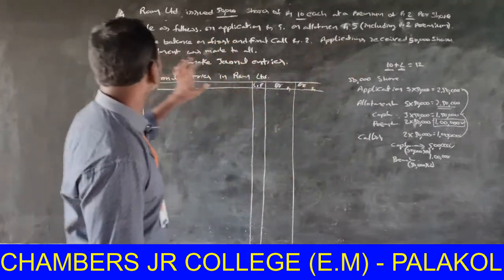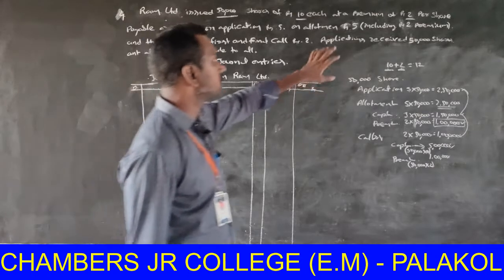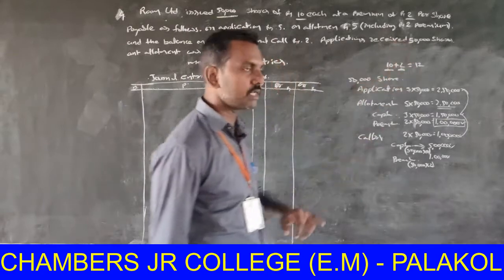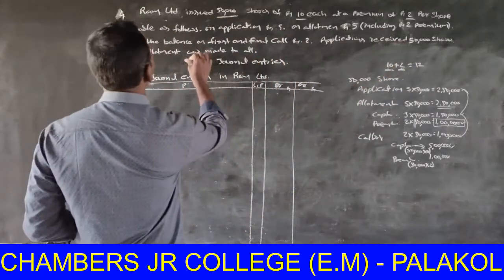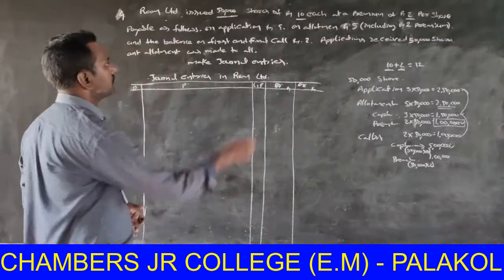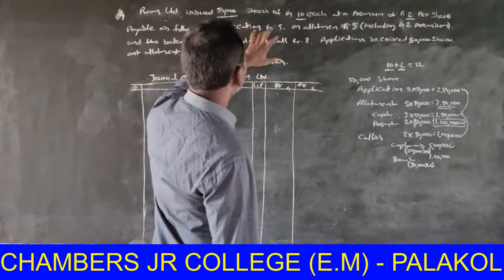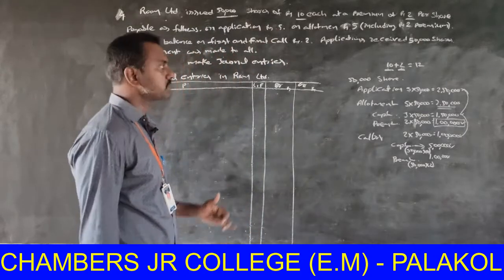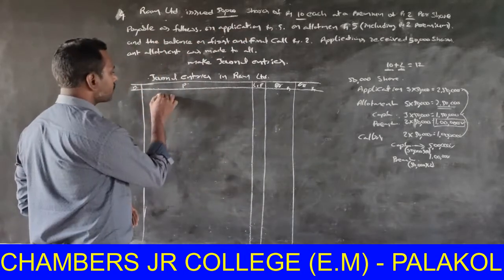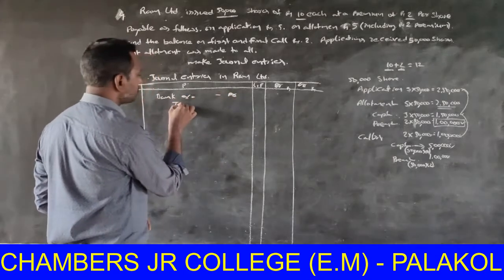Applications received for 50,000 shares and allotment was made to all. Here Ram Limited issued 50,000 shares and applications were received for 50,000 shares and allotment was made. That means all the money was duly received. So first of all, on application 5 rupees. If the company receives application money, the journal entry is bank account debtor to share application account.